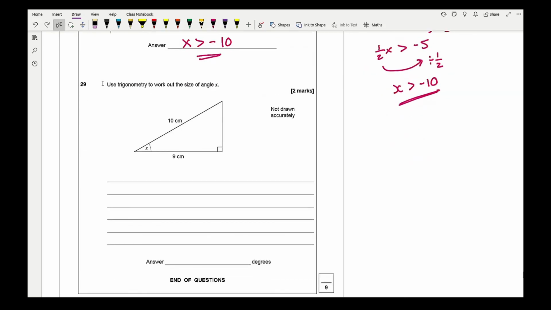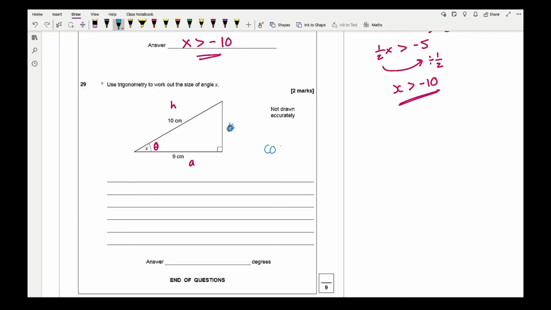With question 29, it's looking at trigonometry. For this, we need to first label the triangle. Labeling the triangle, this is theta. This is going to be my opposite, this is the hypotenuse, and this is the adjacent. Now I need to decide which trig ratio I'm going to use. I don't use the O because there's nothing on there. So I'm looking for which trig ratio uses A and H, and that is going to be cos.